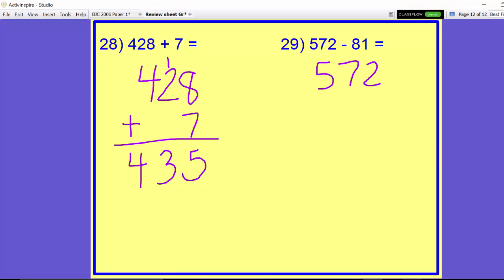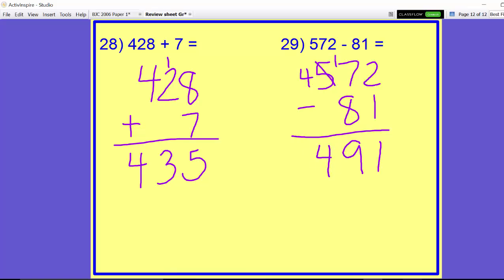So now we have 572 minus 81. 2 minus 1 is 1. We can't take 8 from 7, so we're going to borrow from this 5. The 5 becomes a 4, and the 7 becomes 17. 17 minus 8 is 9. And we're just going to bring down the 4. The answer is 491. That's the end of our first column on our first page.